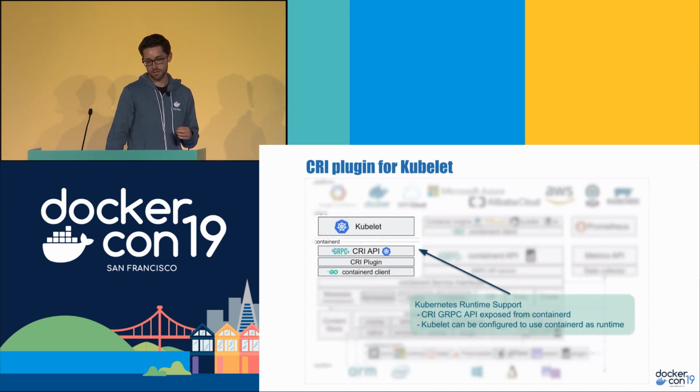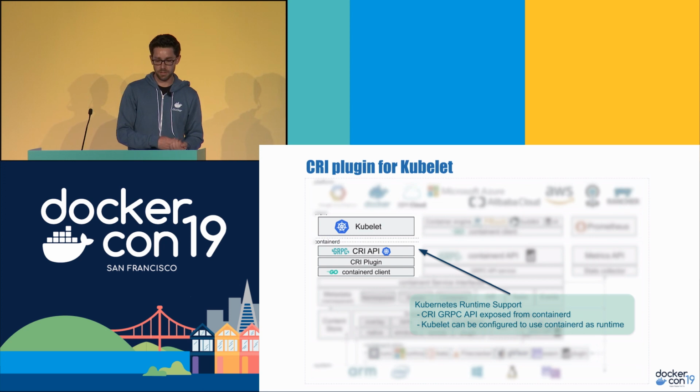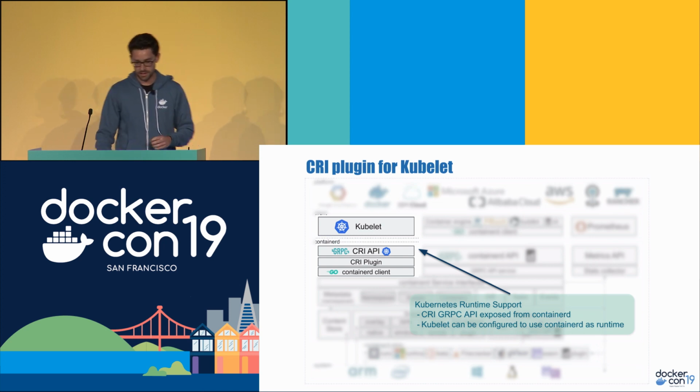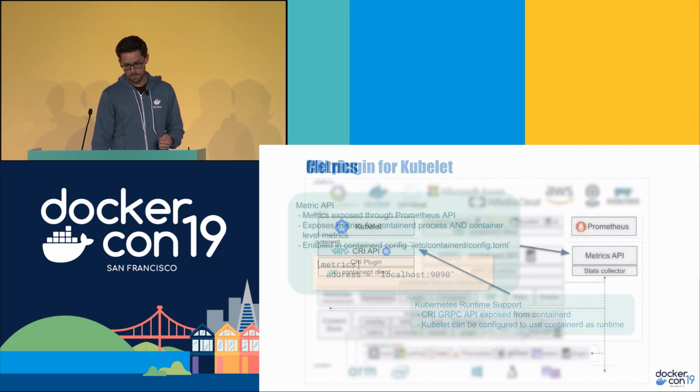So we also have the CRI plugin for Kubernetes. CRI is just a gRPC API. So the plugin itself is a gRPC plugin in containerd, and then it uses the containerd client directly, but it's actually inside of our daemon, so it will talk directly to our backend services. And so we'll talk a little bit more about that later.